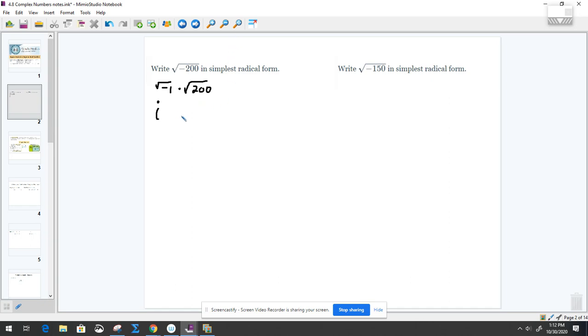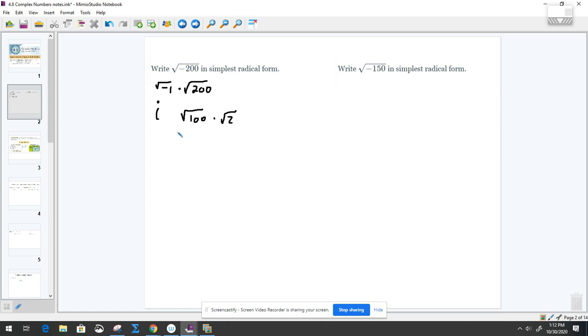So I'm going to try to find two factors that multiply to 200, and one of them has to be a perfect square. Again, in this case, it's 100 times 2. Why didn't I choose 50 and 4? Why didn't I choose 20 and 10? Because I want the largest perfect square factor.